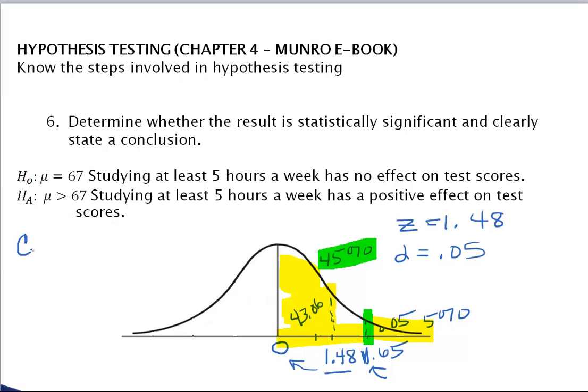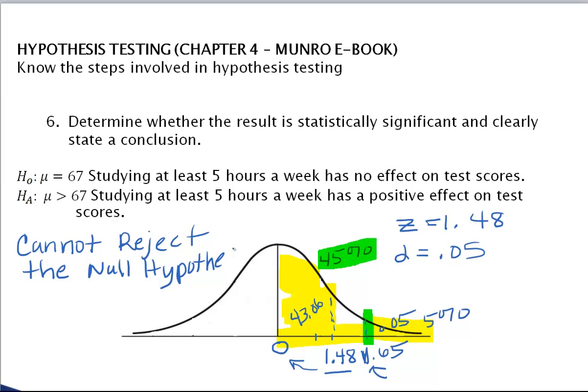So our conclusion would be that we cannot reject the null hypothesis. And sometimes the book calls it accepting the null hypothesis. So we cannot reject it. There isn't a big enough difference. This is still close enough to the mean. It's not significantly different. It's not out in the tail. So hopefully that makes sense.